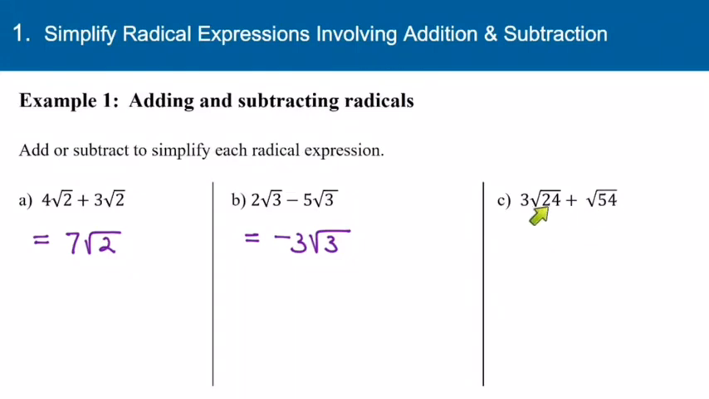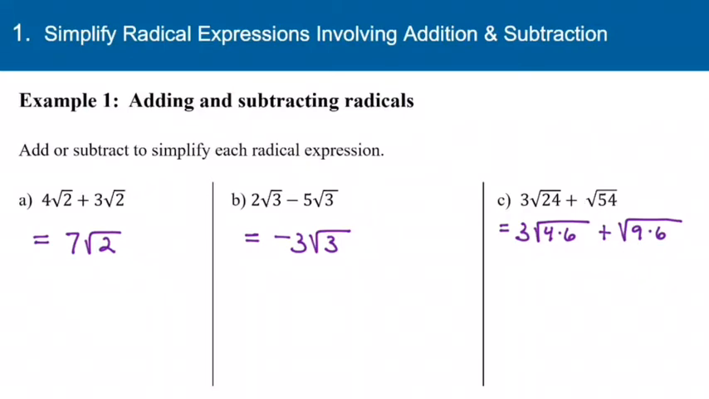Here on part C, the radicands are different. So we can't just say 3 plus 1 is 4. What we have to do first is simplify each radical. And then if the radicands are the same, we can proceed. So let's think of 24 as 4 times 6, and let's think of 54 as 9 times 6. So we'll just write it that way. 3 square root of 24 is 3 times the square root of 4 times 6, and square root of 54 is square root of 9 times 6.